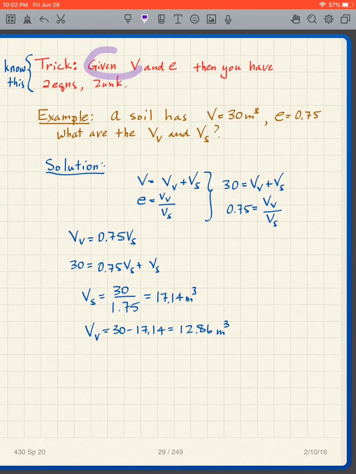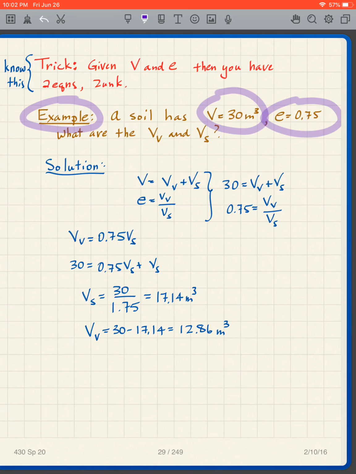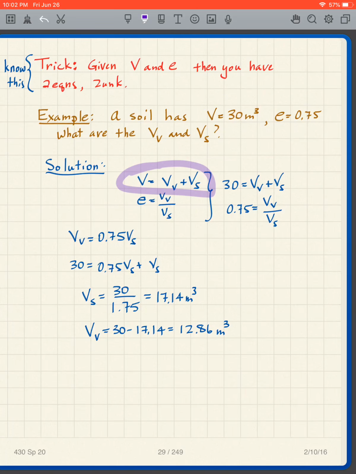If they're given the volume and the void ratio, then again we have two equations, two unknowns. How does that work? Well, let's take this example. A soil has a volume of 30 cubic meters and a void ratio of 0.75. What are the volume of the voids and volume of the solids? Okay, well, what do I know? The total volume is volume of the voids plus the volume of the solids. Void ratio is volume of the voids over the volume of the solids. That gives me two equations, two unknowns.